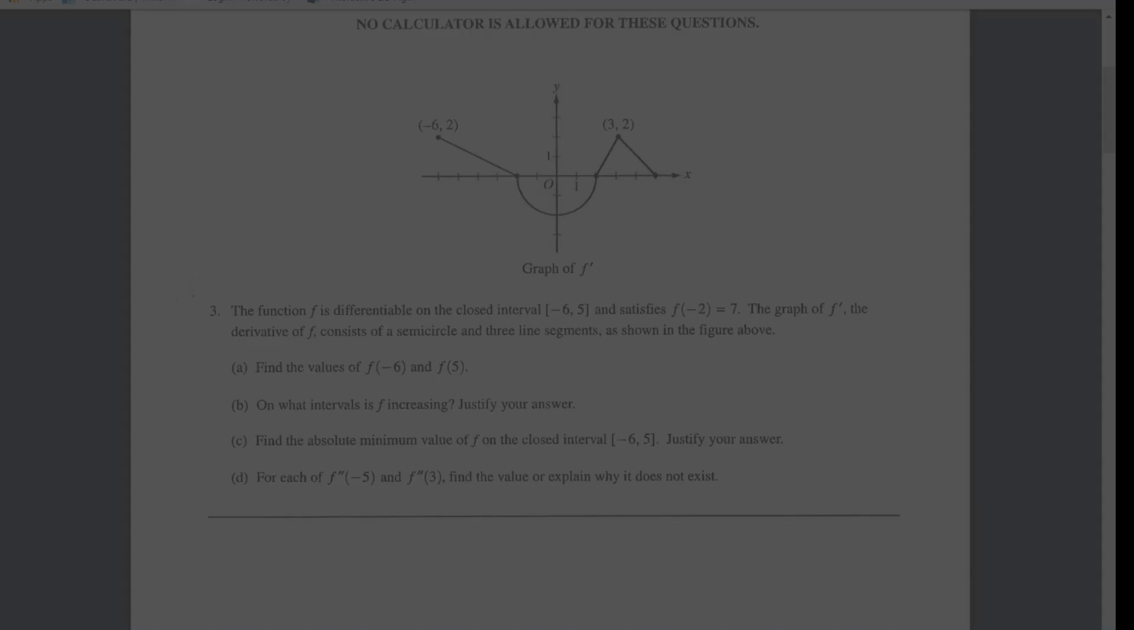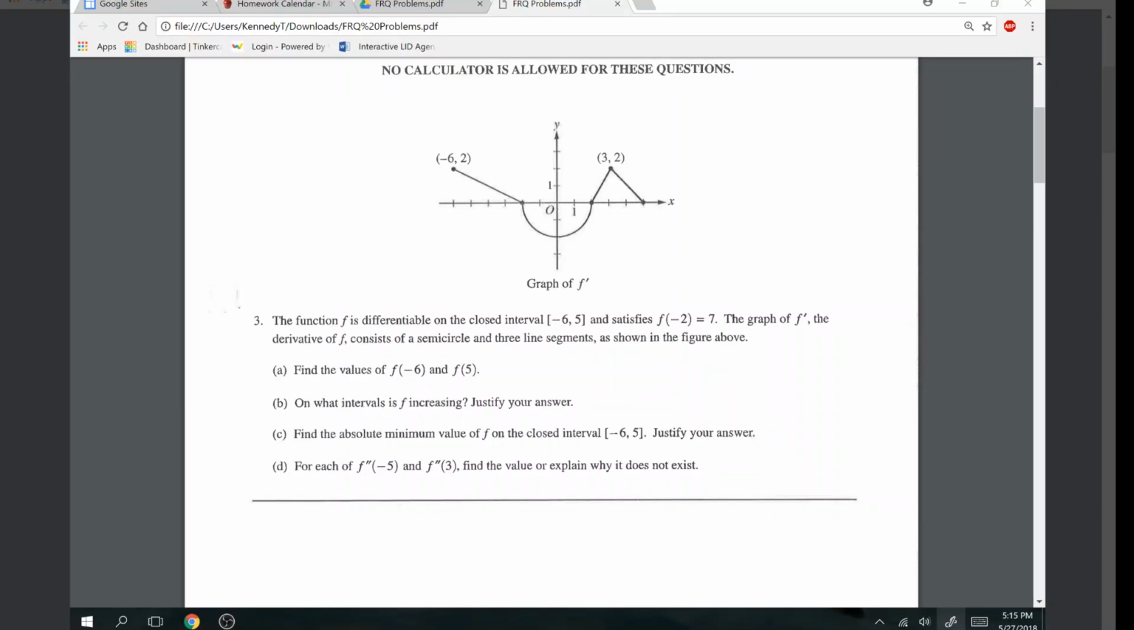Screen sketch. Cool. So I go to f of -2 equals 7, so we're at 7 here. And because the area of this triangle is base times height over 2, 4 by 2, this is an area of 4. So we're going up 4 from the value at -6 to the value at -2, which is 7. If we go up 4 and end up at 7, we started at 3, and so that's f of -6.